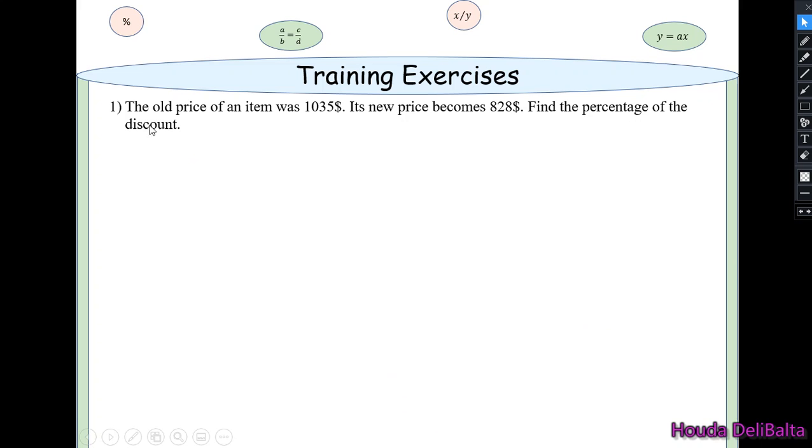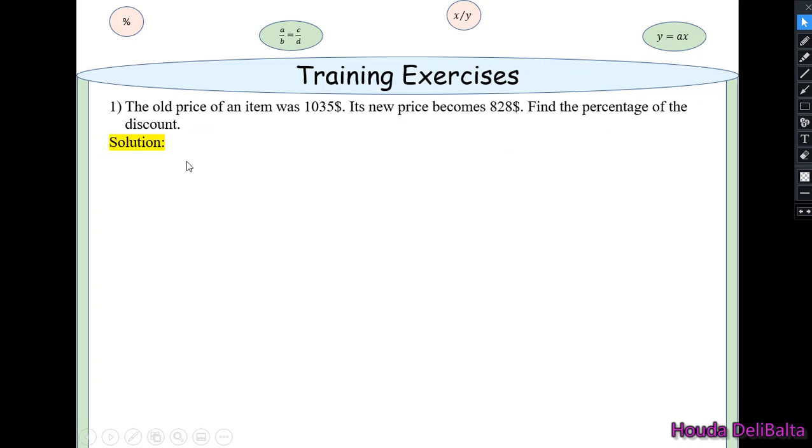Training exercises. The old price of an item was $1,035. Okay, its new price becomes $828. So notice that the old price was this, its new price becomes this. Then surely there is a discount, not a raise. There is a discount because the new price is less than the actual one or the original one. Find the percentage of the discount.